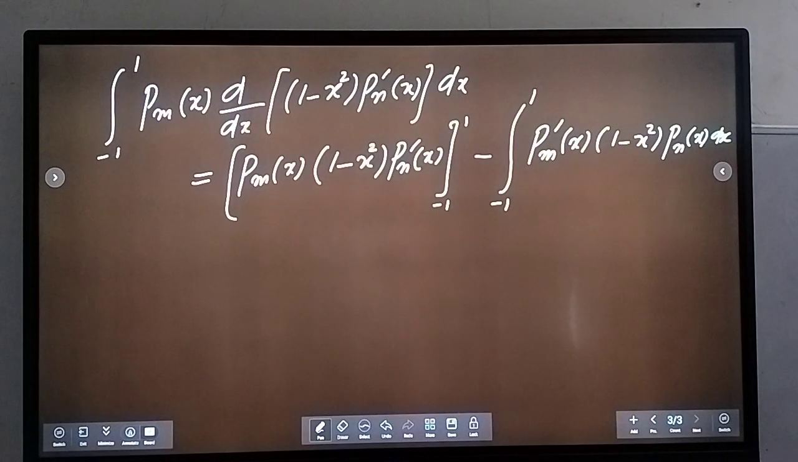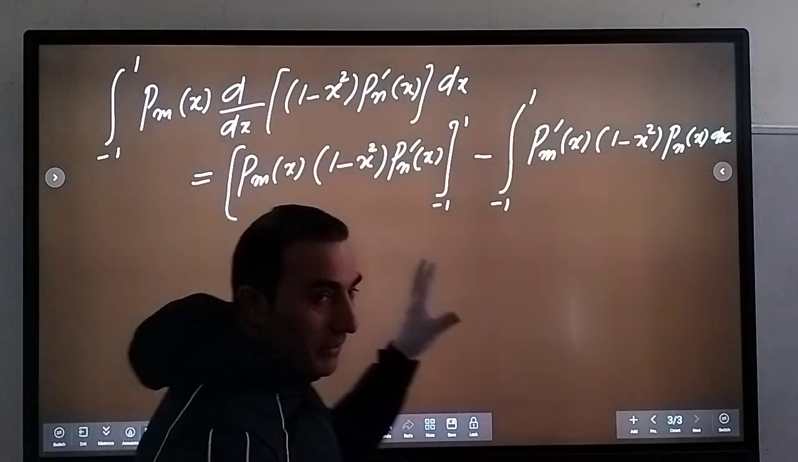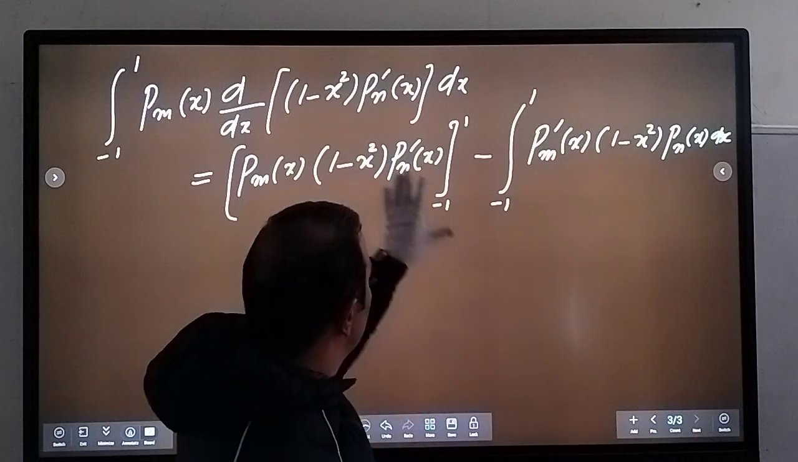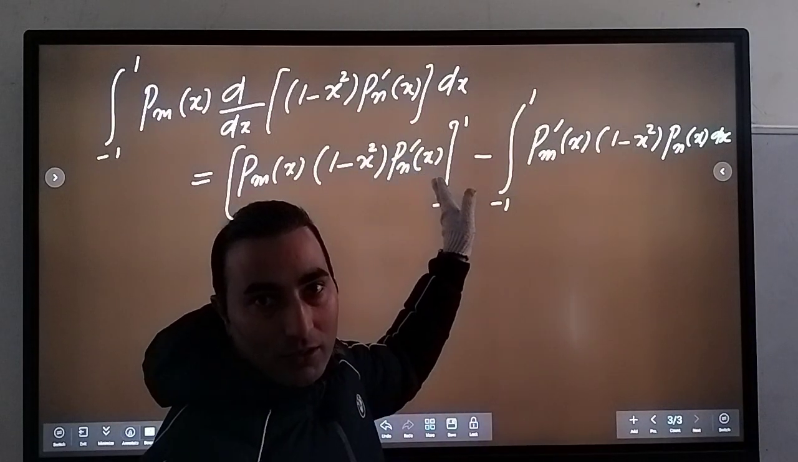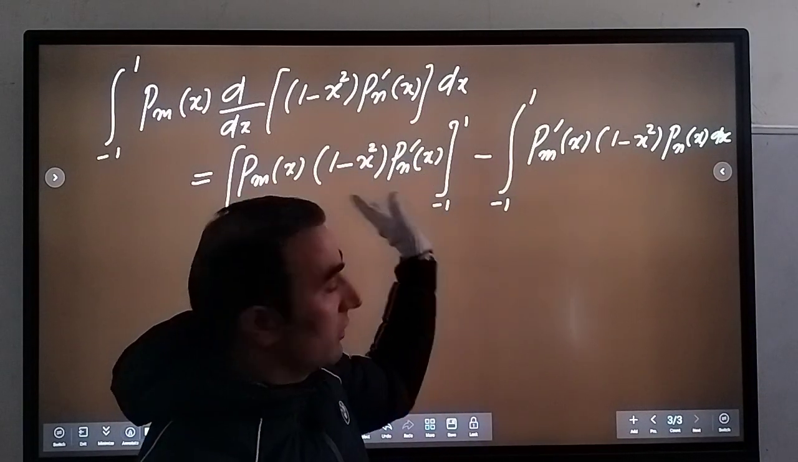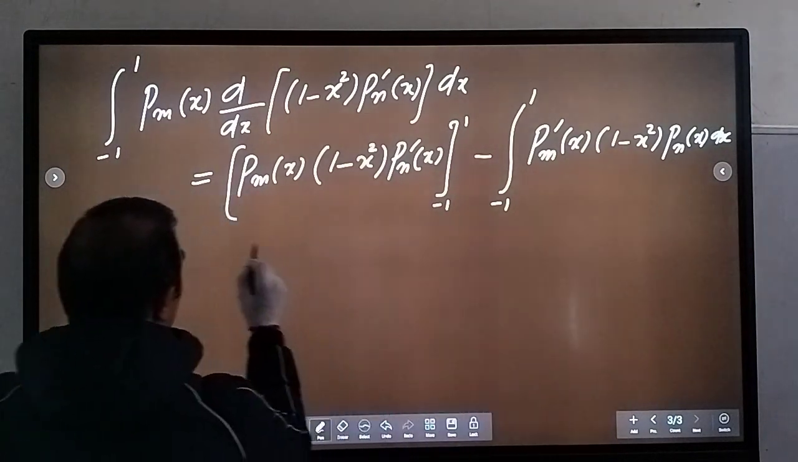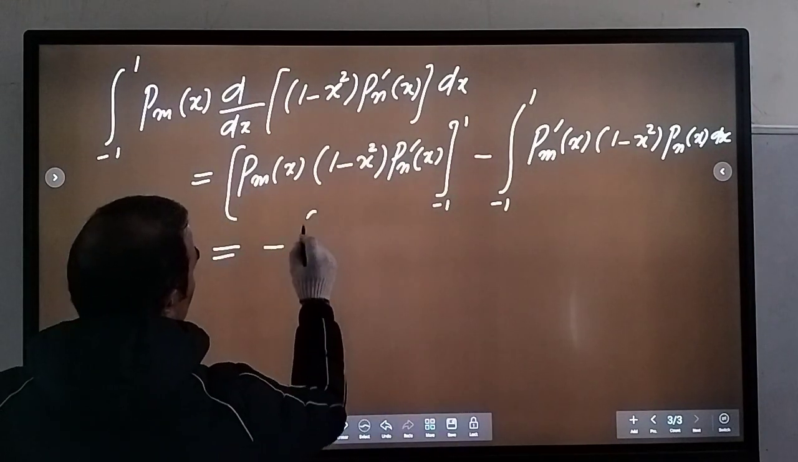Okay, so you can write this as, because here when I give the limit x equal to +1 and -1, this term will be 0, right? Because if you take x to be 1 or minus 1, this whole term will be 0. So only this term will survive. So I can have that -1 to +1.